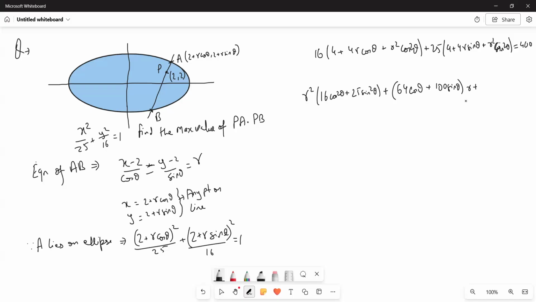Or how much is the constant in this? 100, 164, 164 minus 400. Minus 236 हो गया क्या? एक बार चेक करो तो, is the equation that I have written correct? सर Yes, sir. Yes.